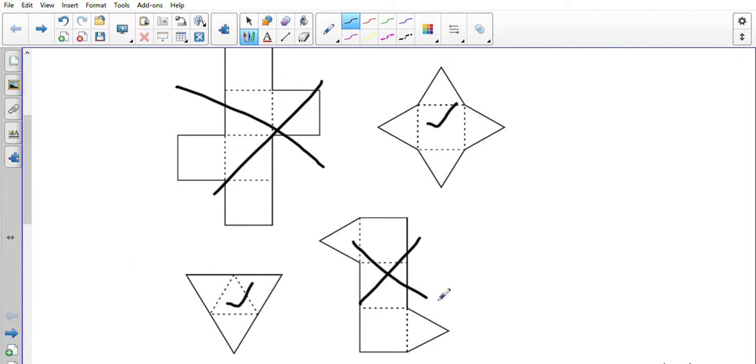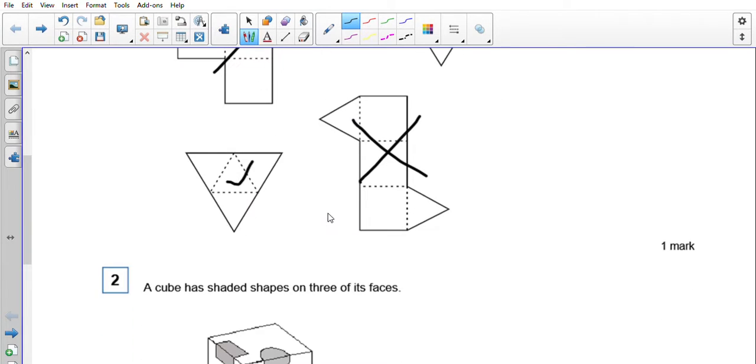Remember, with all of these, with nets, it's all about that visualization. It's about that folding it up in your head.